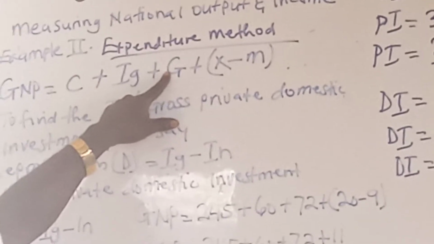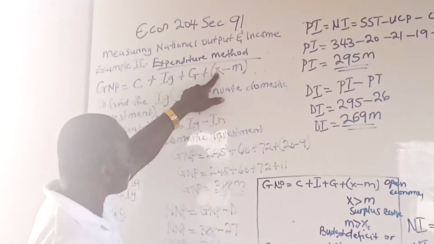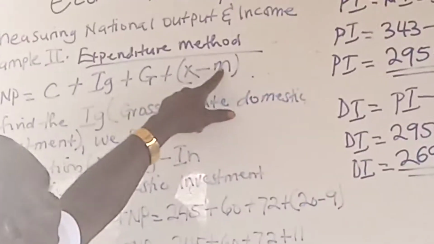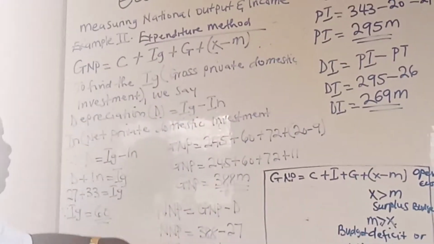Government purchase or government spending, G, plus parenthesis open, the X here stands for export. M stands for what? Import. And these are the figures we will find on the table.